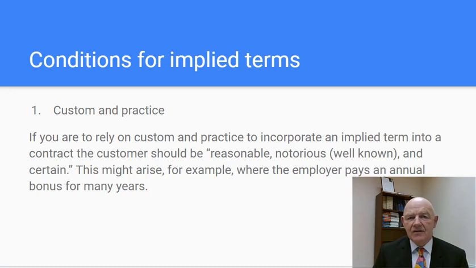Firstly, one of the conditions or circumstances may be custom and practice. If you are to rely, however, on custom and practice to incorporate an implied term into a contract, the custom should be reasonable, notorious, that is, well known, and certain. This might arise, for example, where an employer pays an annual bonus for many years. It's arguable that there is an implied term in the contract of employment that a bonus will be paid. And you're going to be relying, if you're an employee, on custom and practice, implying that term in.